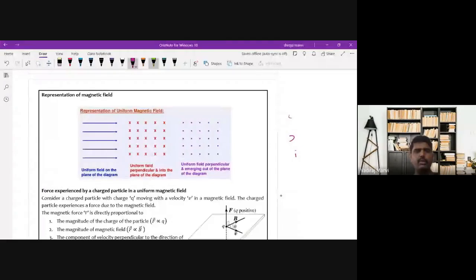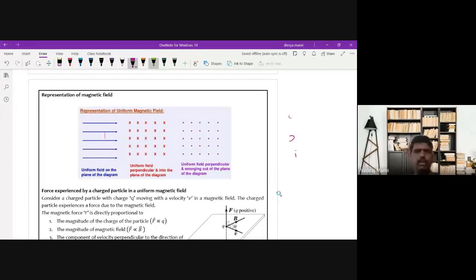If it is a uniform magnetic field, remember I told everything about what is meant by magnetic field in the previous chapter. If it is a uniform field on the plane of the diagram, so plane of the screen, we represent them by equidistant lines parallel to each other. All of them are pointing in the same direction. Observe the arrow here. So a uniform magnetic field is represented by parallel straight lines, which are equidistant from one another, and all of them are pointing towards the same direction.